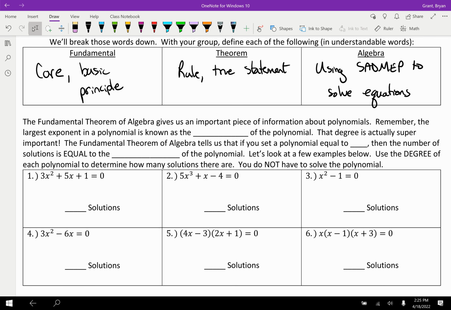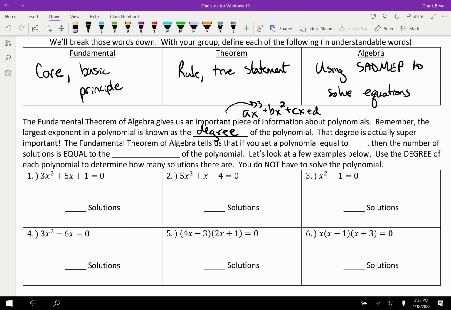It gives us an important piece of information about polynomials. Remember, our polynomials are like ax cubed plus bx squared plus cx plus d, right? You can have any exponents you want, and we worked with those at the beginning of topic 8. Now, you didn't know about polynomials before Algebra 1. And so before Algebra 1, you just had x to the first power equations. We'd call that a first degree polynomial. Because remember, the largest exponent in a polynomial is known as the degree of the polynomial. The one that I wrote up here has a degree of 3.